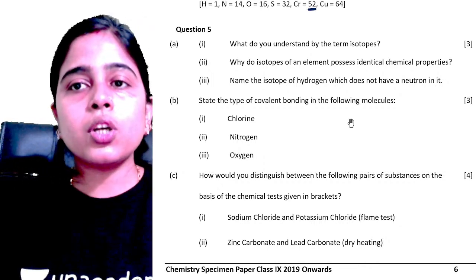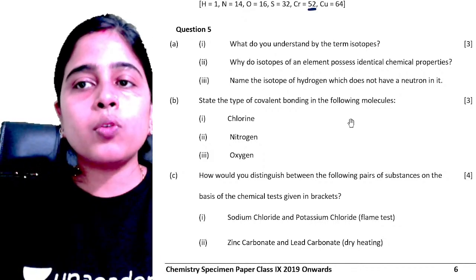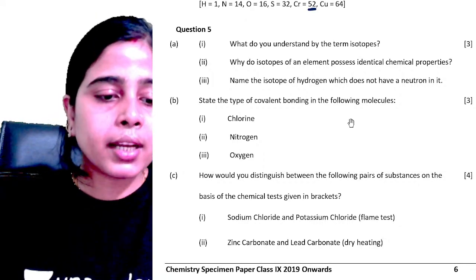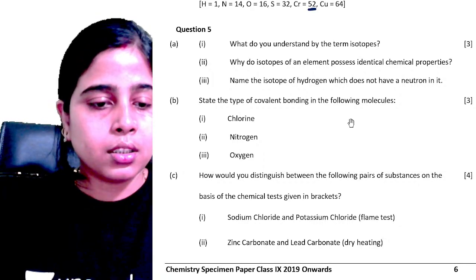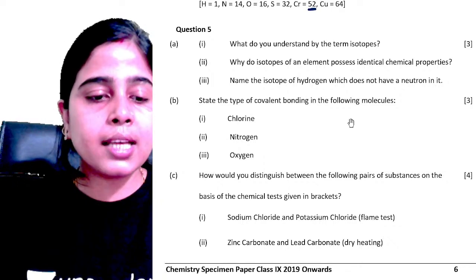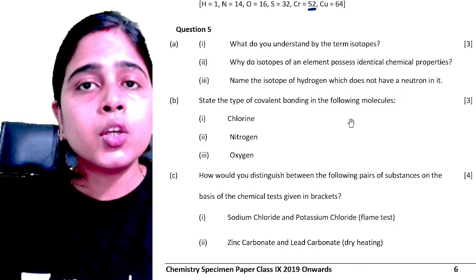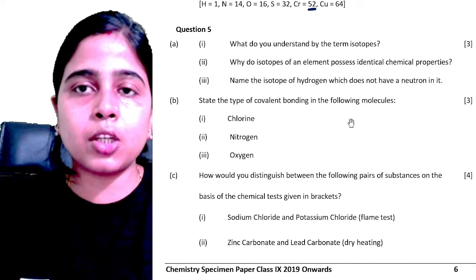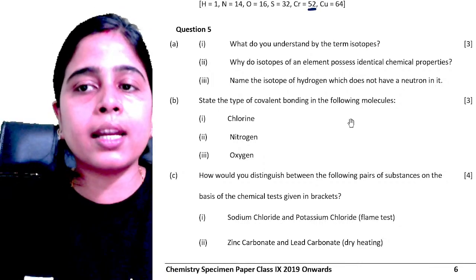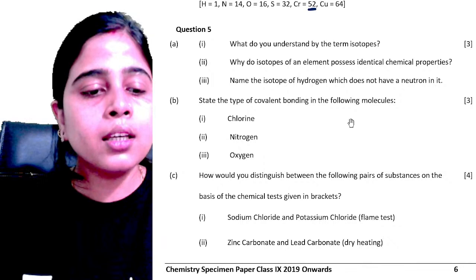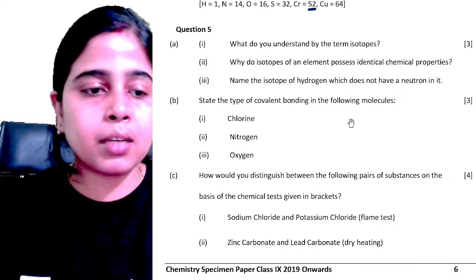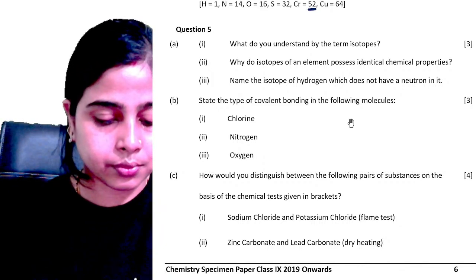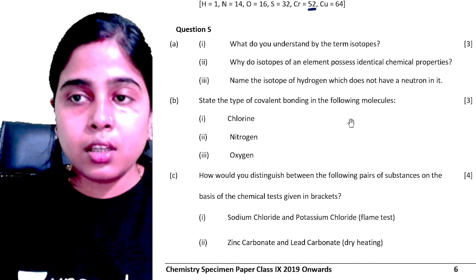Clear? So isotopes of any element will have identical chemical properties because of the same arrangement of electrons, or you can say same atomic number. No, Harsh, because they are atoms of the same element, that cannot be the answer. You have to write because they have the same atomic number, so similar electronic configuration and similar valence shell electrons. That's why they will have the same chemical properties. Clear, everyone?